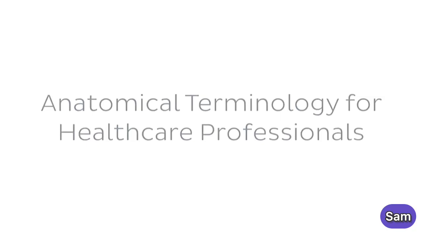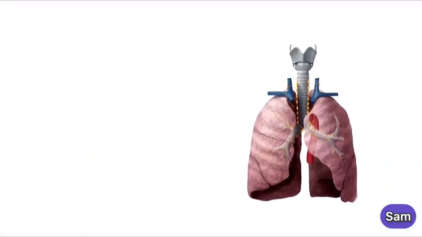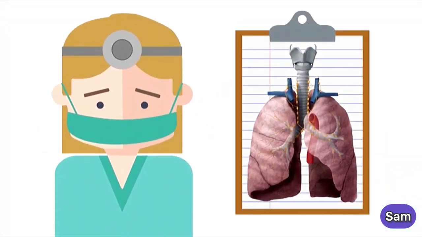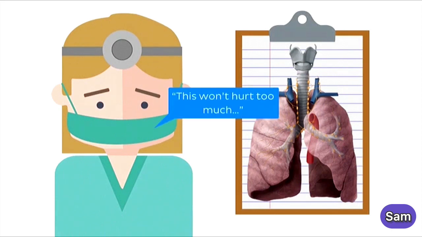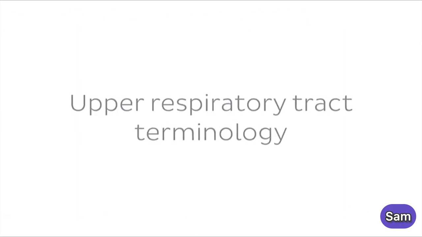is anatomical terminology for healthcare professionals. In clinical practice, there are lots of specific terms related to different parts of the respiratory system. The good news, though, is that they're mostly really straightforward. Let's begin with those related to the upper respiratory tract.